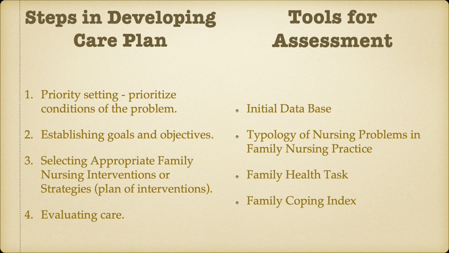We move on into the steps in developing a care plan. So first that we do is to prioritize the problem. So we do priority setting. So we prioritize conditions of the problem. Next is to establish goals and objectives. And after that, we are to select appropriate family nursing interventions or strategy. In short, we will be preparing a plan of interventions. And then lastly, we do evaluation for the care that we have implemented.